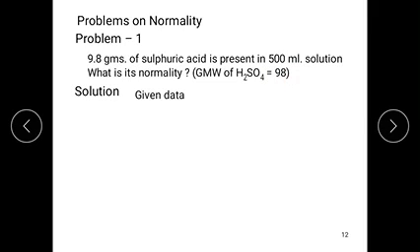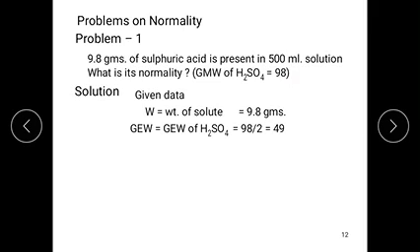Okay, in this problem, first of all we have to write the given data. The weight of the solute is 9.8 grams, that is W equals 9.8 grams. Next, the gram equivalent weight of H2SO4: already we just discussed this. The gram equivalent weight of H2SO4 is the gram molecular weight of H2SO4 divided by its basicity, which is 2. So 98 by 2, then it is 49.